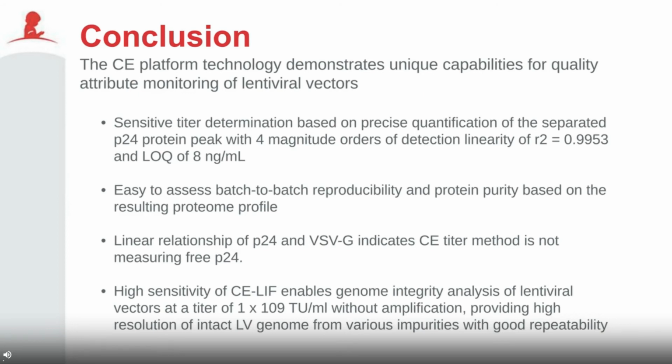We also observe a linear relationship between P24 and the VSVG proteins, indicating that the CE titer method is not measuring free P24, which is good. As I stated before, free P24 could confound results. The high sensitivity of the CE-LAF enables genome integrity analysis of the lentiviral vectors at a titer of 1E9 TUs per mil without any sort of amplification step, providing high resolution of intact lentivirus genomes from various impurities with very good repeatability.